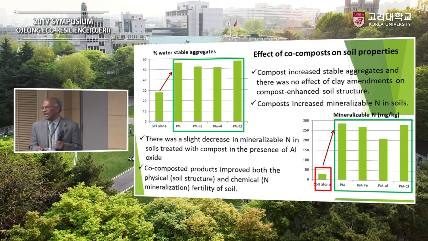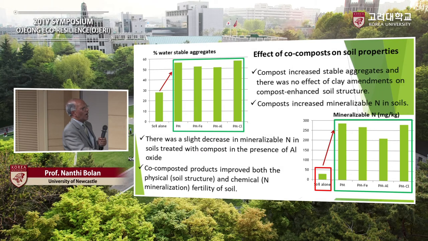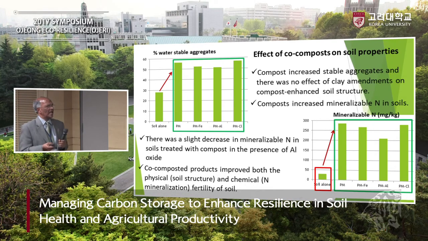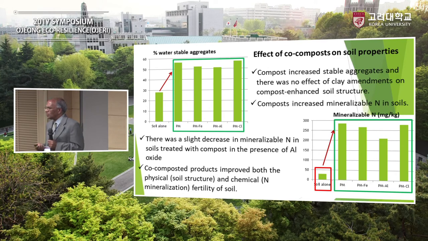Then we look at mineralizable nitrogen. What happened to the nitrogen in the soil when you add compost? So you can see that again, that is soil by itself, and then these are the compost, the poultry manure alone and poultry manure with clay material. So there was an increase in mineralizable nitrogen by adding compost, because you are adding a lot of nitrogen. But the important message is there was a slight decrease in mineralizable nitrogen in soil treated with compost in the presence of aluminum oxide. Because we all know that aluminum is toxic to microorganisms, whereas iron is not. So that's why when you add aluminum flocculation, aluminum alum, the biosolid may not be good for soil.